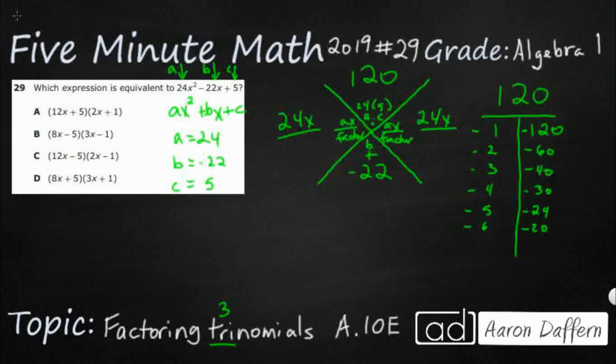What if I did negative 8 and, let's see, 8 and 15? Well, that's going to give me 23. That's really, really close. What about negative 10 and negative 12? There we go. Look at that. Negative 10 plus negative 12 is going to give me negative 22. That's what I'm looking for. So negative 10 times negative 12 gets me 120. Check. Negative 10 plus negative 12 gets me negative 22.